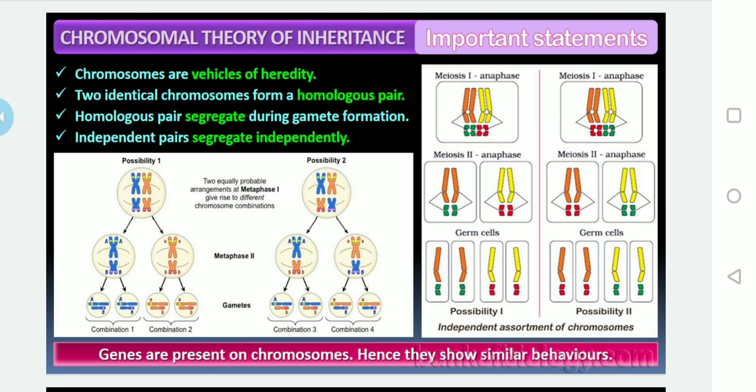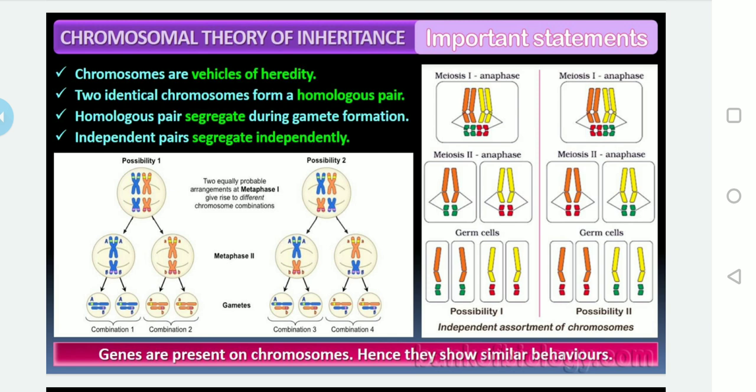Consider the possibilities 1 and possibilities 2. What may be the possibilities that happen when the genes are present on chromosomes, meaning they show similar behavior? In the first possibility, the two equally probable arrangements at metaphase I give rise to different chromosome combinations during meiosis II, the formation of the gametes.